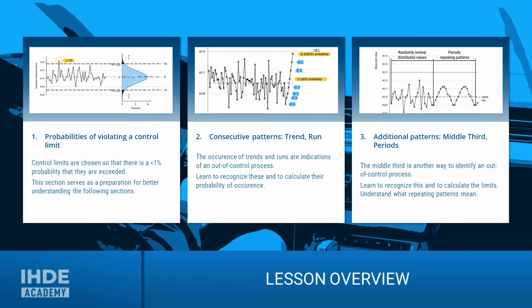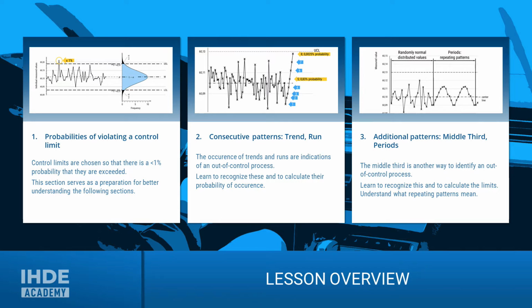This lesson is divided into 3 parts. First, we will look at a classic value curve in a quality control chart. We then compare this value curve with the associated frequency distribution. This section is for a better understanding of probabilities. After that, let's look at the patterns, trend and run. The appearance of a trend or run indicates an out-of-control process. You will learn to recognize them and understand the mathematical background.